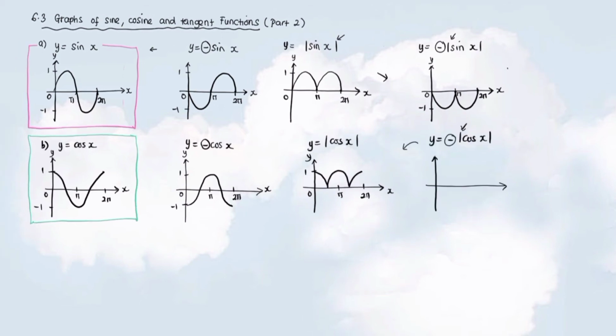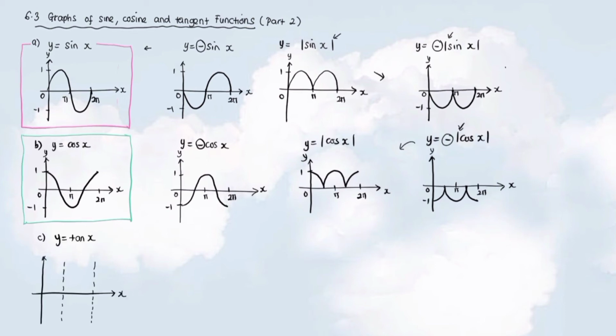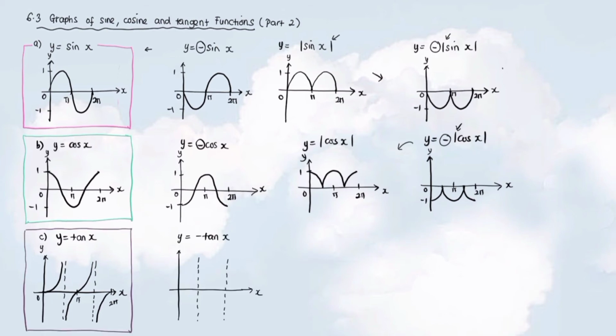So y equals negative modulus cos x is a reflection of y equals modulus cos x. Whatever is positive will flip to negative. So the graph of tangent x will look like this. For y equals negative tangent x, the positive zone will go to the negative and negative zone will go to the positive.